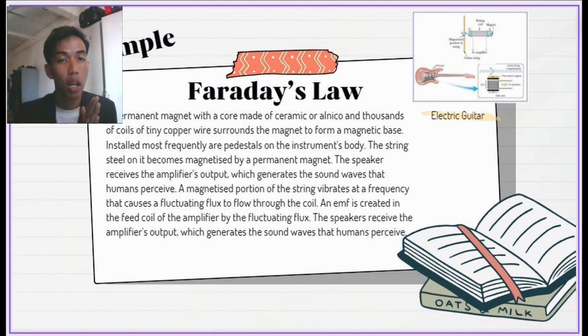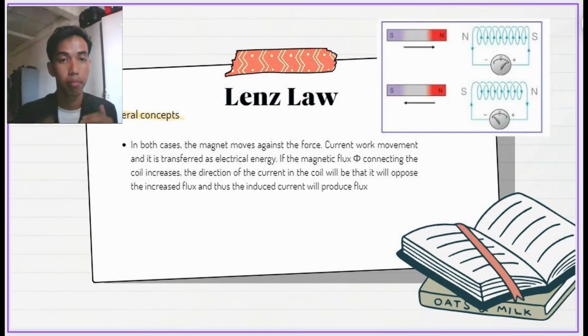So basically, this law is applied in the electric guitar, and this is how it produces sound by the magnetic concept applied in the guitar.